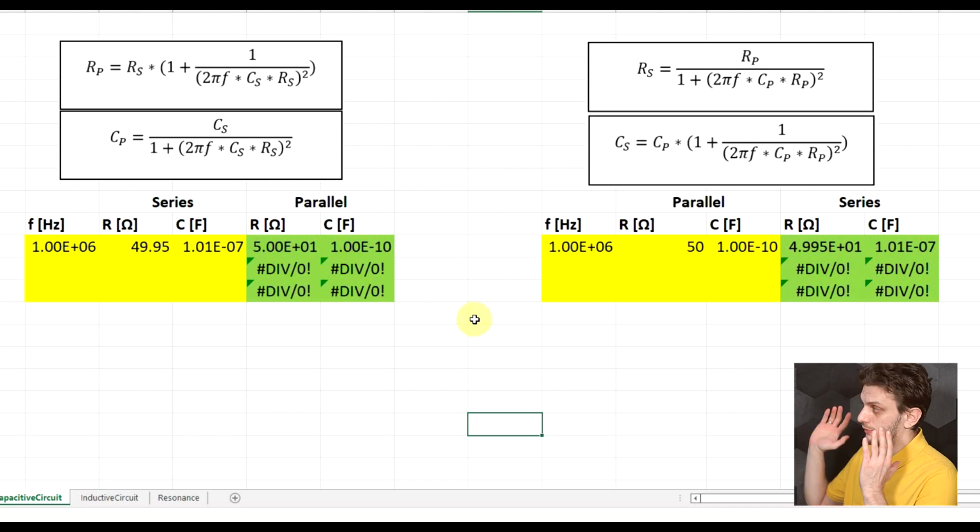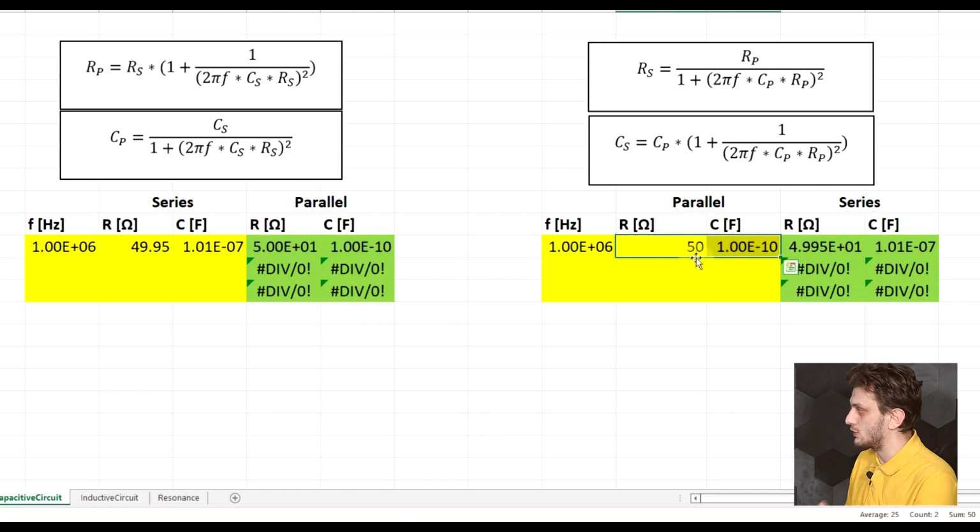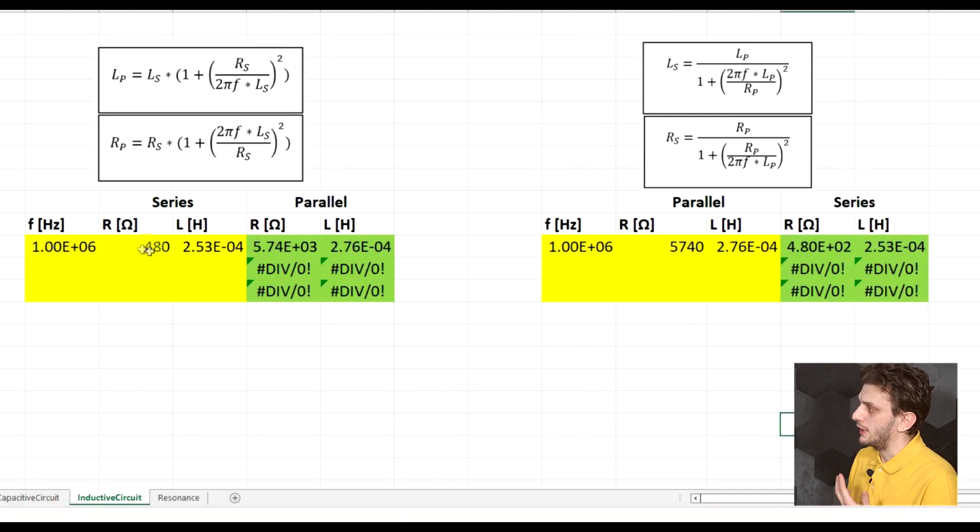But I'll just say that I put everything into a spreadsheet and let the computer do all the work for me. So, using these equations, we can figure out what the equivalent series circuit is for our parallel circuit. So for a 50 ohm resistor in parallel with 100 picofarads at 1 megahertz, we get 49.95 ohms and 101 nanofarads. And in a similar fashion, if we have 480 ohms in series with 253 microhenry, the equivalent parallel circuit is 5740 ohms in parallel with 276 microhenry.